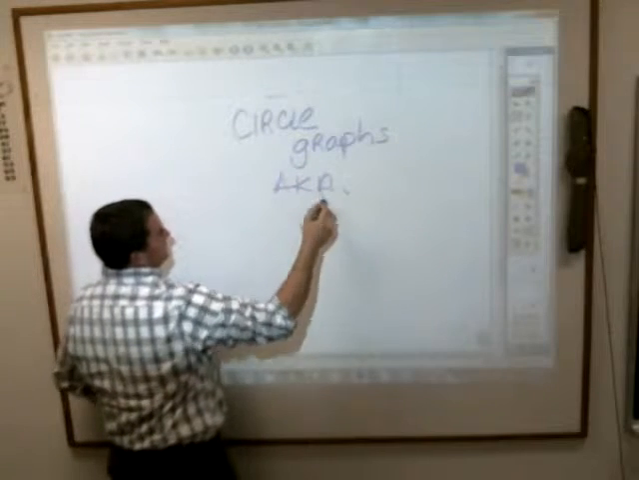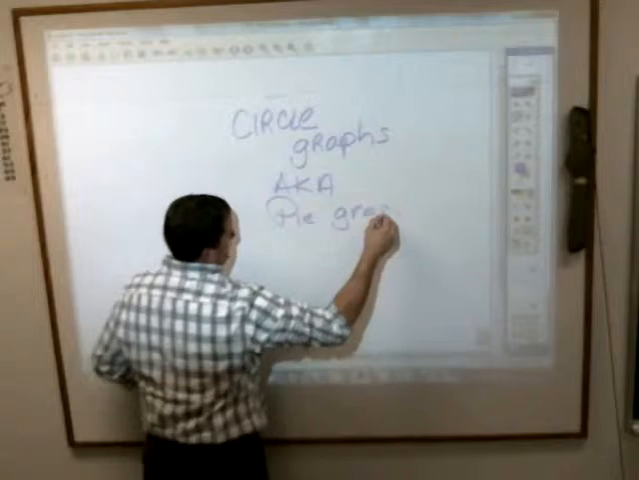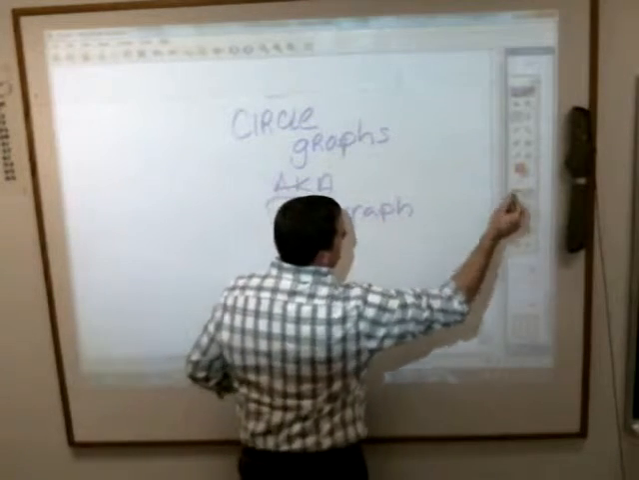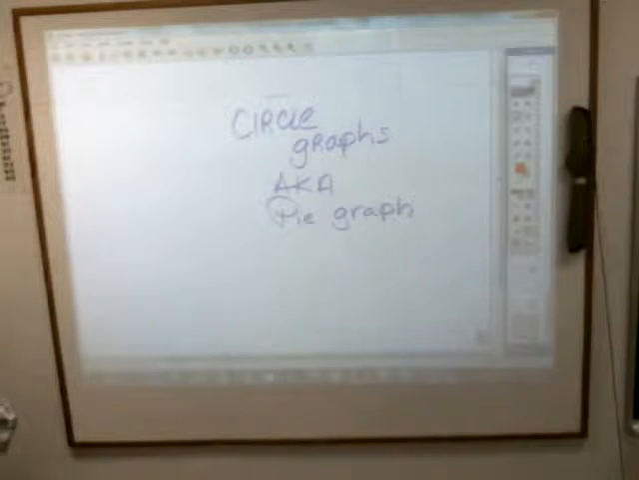Known as pie graphs or pie charts, whatever you want to say. Now, why and when would I use a circle graph over a bar graph or a line graph or even a pictograph or any other type of graph? When is it that you use circle graphs, Peter?